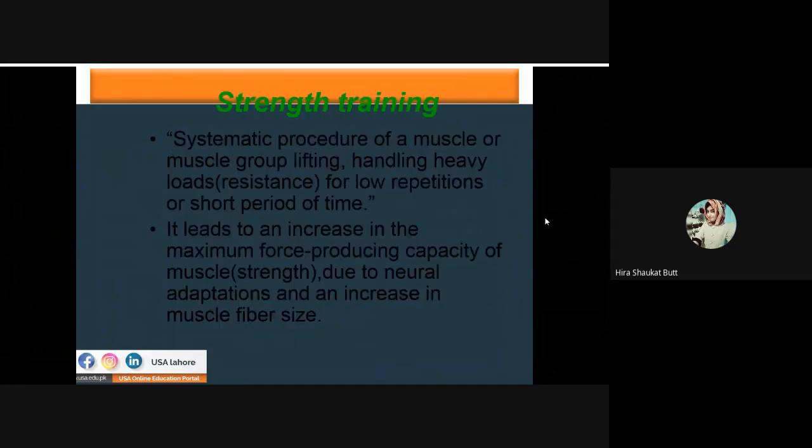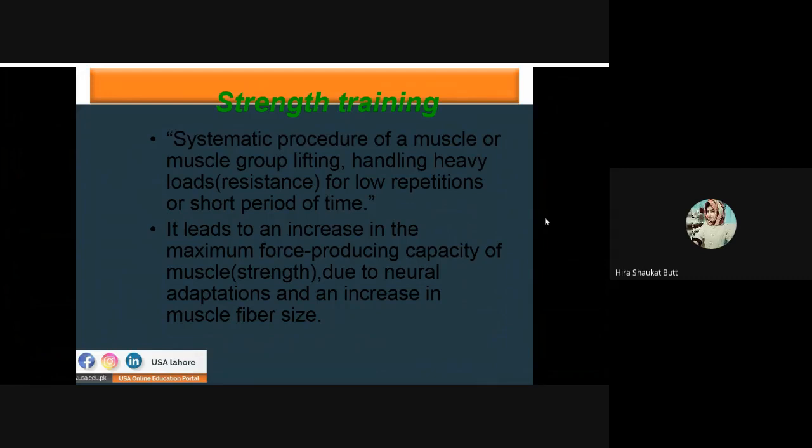And what is strength training? This is a systematic procedure of a muscle or muscle group lifting, handling heavy loads, resistance for low repetitions or short period of time. And it leads to an increase in the maximum force producing capacity of muscle due to neural adaptation and an increase in muscle fiber size.